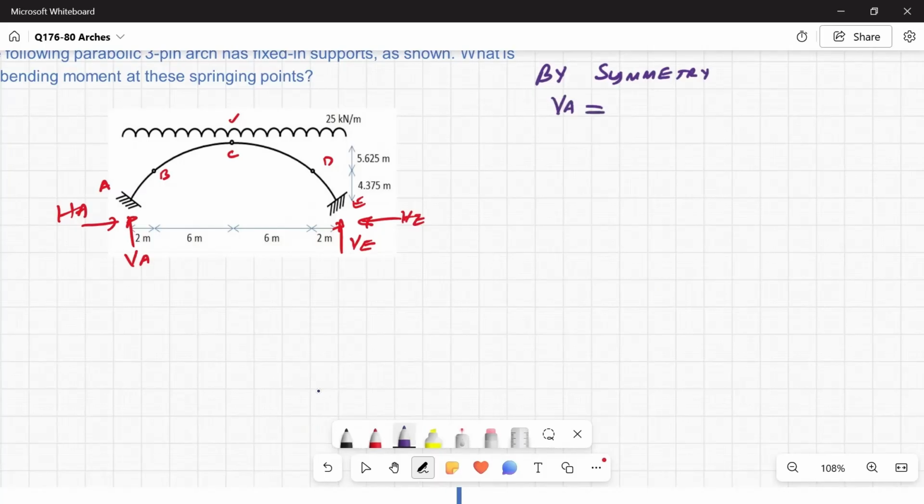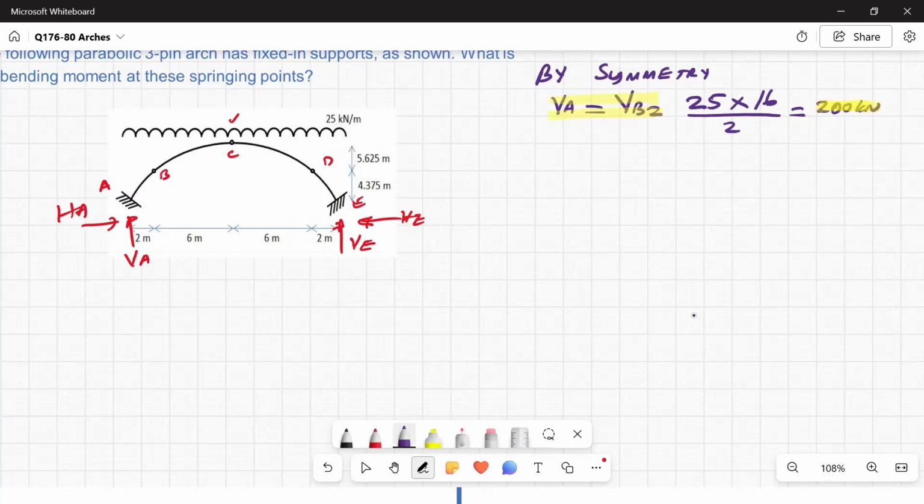So by simply say by symmetry, VA will be equal to VB, which is equal to half of the total load. So total load will be equal to 25 times the distance it is spread on. Distance it is spread on is 6 plus 6 plus 4, which is equal to 16 in total. So 25 times 16 divided by 2, this will give me 200 kilonewton. So the reaction at A and B is 200 kilonewton. So first I will find the horizontal thrust from crown pin, and that will give me horizontal reaction.